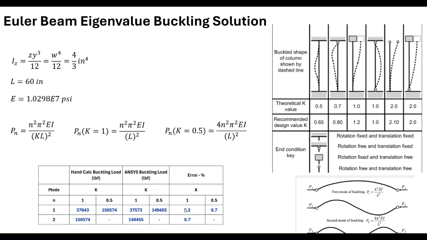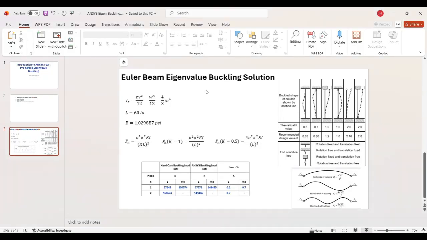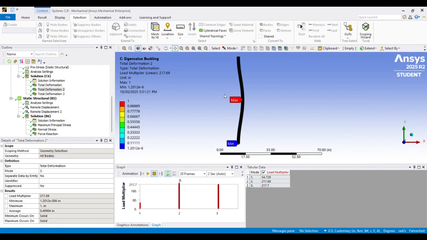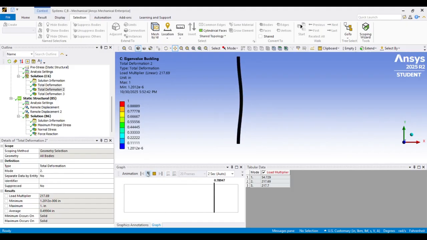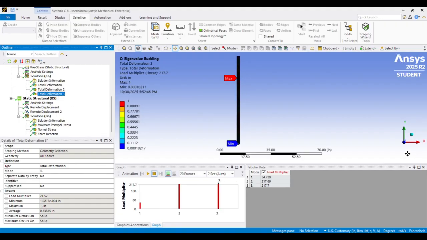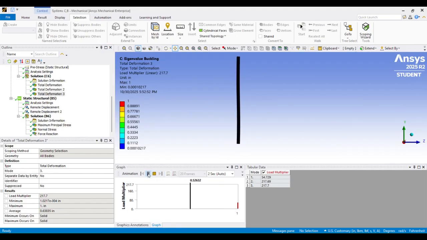And then the error from ANSYS. This is the ANSYS predicted buckling load, and it's within 0.7%. And again, if we want to animate this, we can see how the mode shape looks like. And then again, the mode about the x-axis here. This is the second mode of the pinned constraint and the first mode of the pinned constraint.